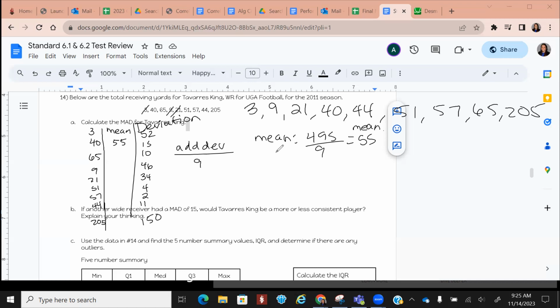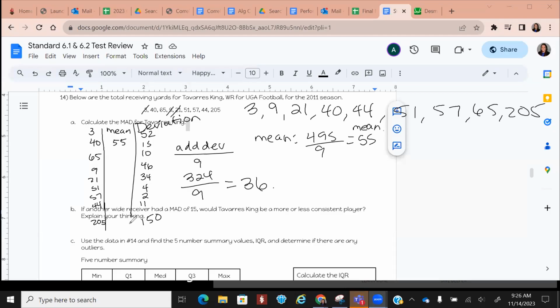Okay. So we're going to add up all these numbers. And that gives me 324. And we're going to divide by 9. And so that's going to give me a MAD of 36.